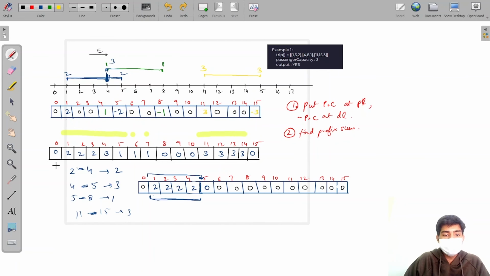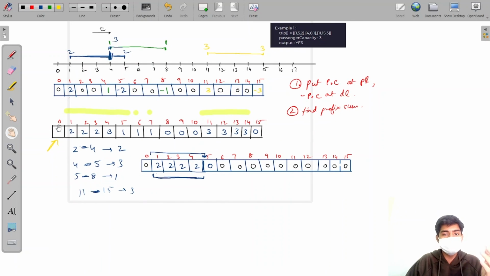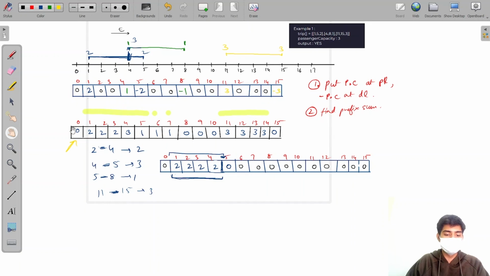So it means that if I find any number in this prefix sum array which is greater than my passenger capacity, then I can simply say that no, you cannot fit that many people in my car, because my passenger capacity is less than the number of people that you want to fit. This prefix sum array is representing how many people are present in my car at that moment, right? So I hope you understand this approach. Now let's try to code this.